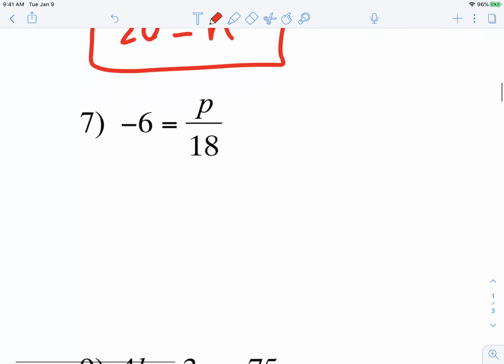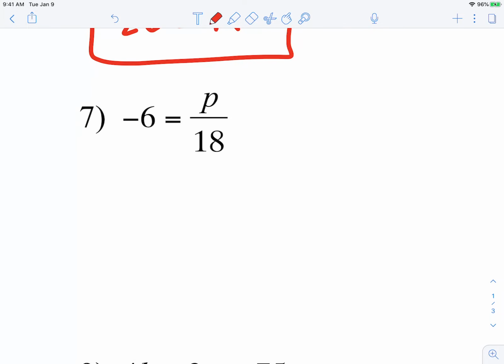Let's do one here like this right there. You got a fraction. A lot of people think, oh no, fractions. Not sure what to do here. It really just, you got p divided by 18. And we're going to do the opposite of divide. We're going to multiply by 18. Whatever you do to one side, you got to do it to the other.